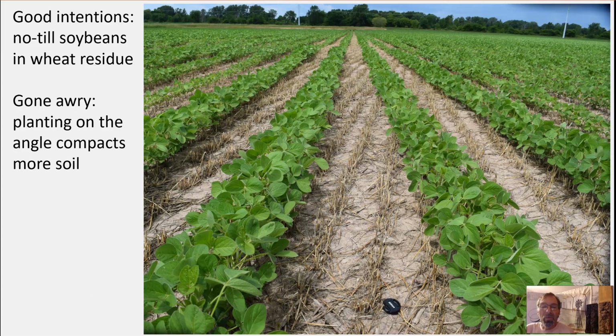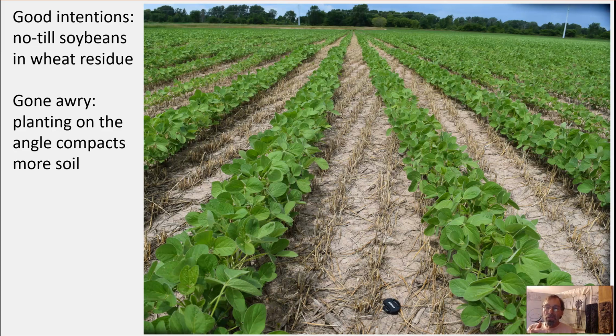Here's another example of a no-till system, planting soybeans in wheat residue. This one was in Wisconsin. I like the idea. I think it's great, but I do think they went astray on one point. They're planting on an angle instead of along the same rows as the wheat. What happens in this case is you compact more of the soil. So your major amount of compaction occurs the first time you drive a tillage implement, tractor tire, over the soil.